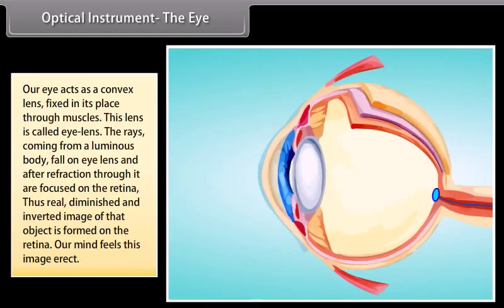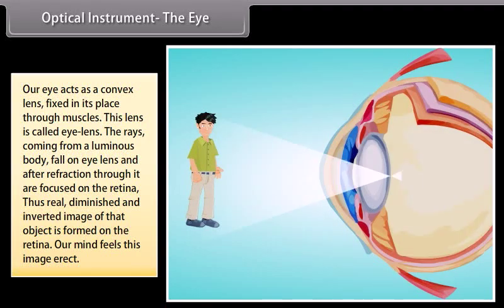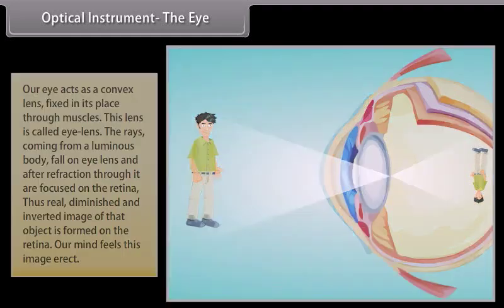Optical instrument, the eye. Our eye acts as a convex lens fixed in its place through muscles. This lens is called the eye lens. The rays coming from a luminous body fall on the eye lens and, after refraction through it, are focused on the retina. Thus, a real, diminished and inverted image of the object is formed on the retina. Our mind feels this image erect.